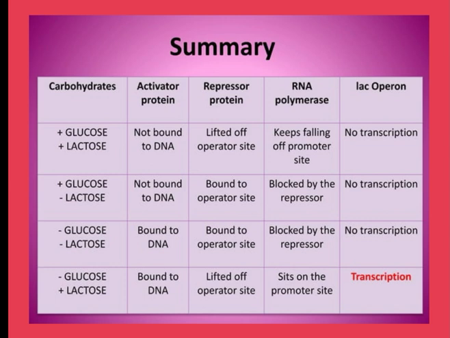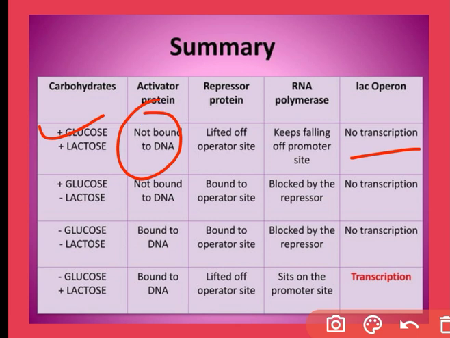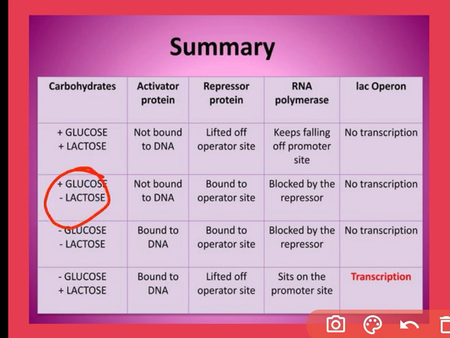When there is a presence of glucose and lactose, no transcription occurs because glucose will be depleted first, no cyclic AMP, the activator proteins are not bound to the DNA, and it keeps blocking RNA polymerase from the promoter site, so no transcription. Glucose is there, lactose is absent. The activator protein would not bind to the DNA. The lac repressor protein would bind to the operator site, and no transcription would occur. No glucose, no lactose, no transcription.